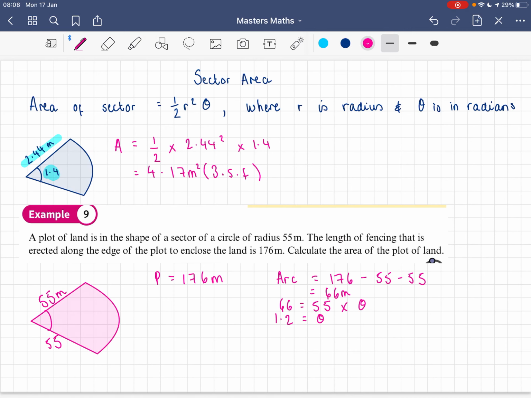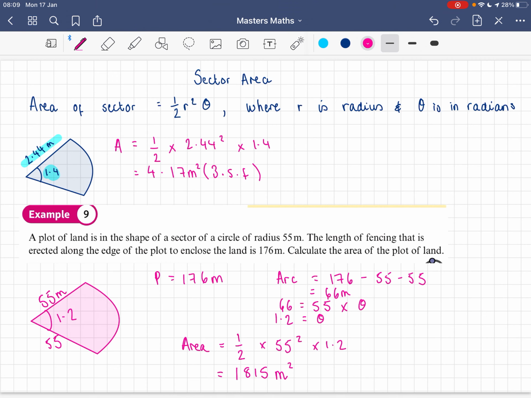So now we know what the angle is, we can work out the area of the sector. We've used the information they gave us. They gave us the perimeter. From there we could find the arc length. From the arc length we can work the formula backwards to work out theta. Once we have theta, we can do the area, which is a half multiplied by 55 squared multiplied by 1.2, which gives us an area of 1,815 meters squared, because it's area.